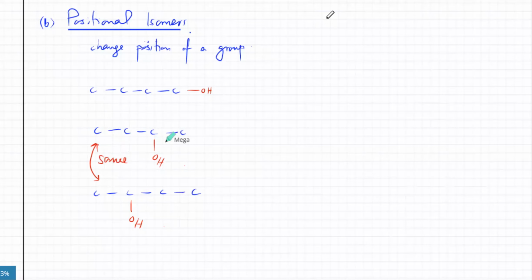So that's not an isomer. That's just a rotated version of the same thing. You just flipped it around. That's it. So this one is not an isomer, and the same goes for any group. You can change the position of any group, and you'll get an isomer.